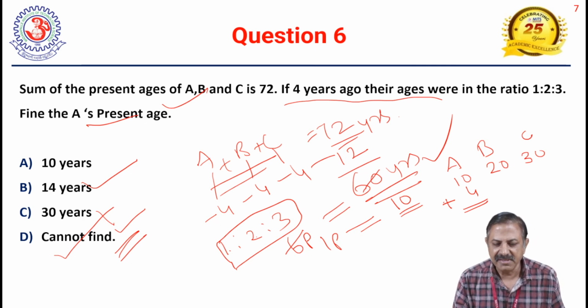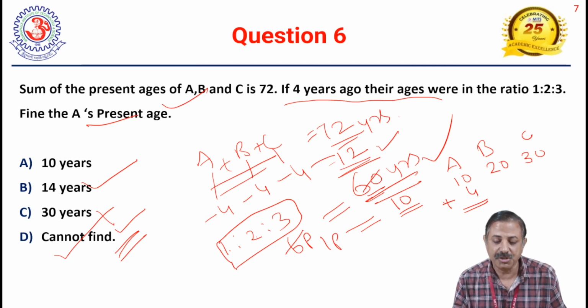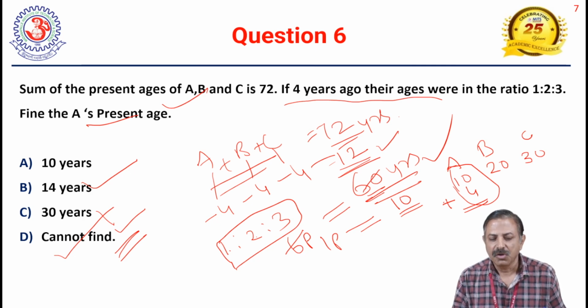What I did is, sum of the ages is 72. I decreased 12 years because for each person's 4 years it became 60 now. But he is telling the ages 4 years ago were in the ratio 1 is to 2 is to 3. So 3 plus 2, 5 plus 1, 6. 6 tens, 60. 1 part equals 10. If you want A, it is 10. B, 20. C, 30. So he's asking what is the present age of A? I should add plus 4. That will become 14 years. Hope the question is clear.